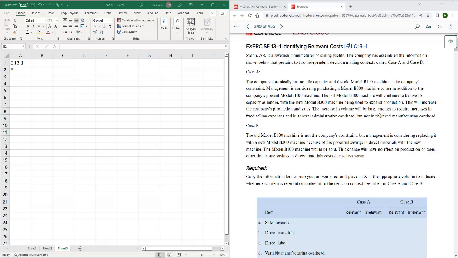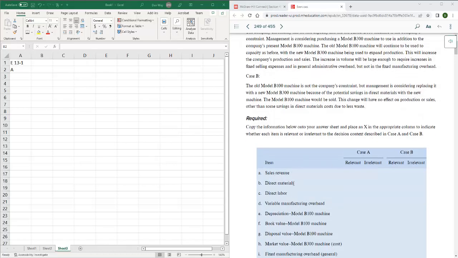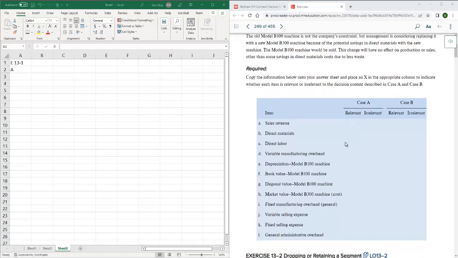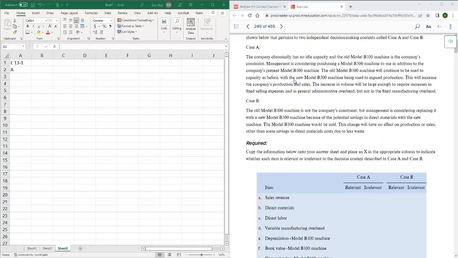The increase in volume will be large enough to require increases in fixed selling expenses and in general administrative overhead, but not in fixed overhead. So what we want to do here is decide for all the items listed A through L, whether for Case A, these particular items would be considered relevant or irrelevant to the decision context that we just described. So basically Case A is saying we're going to potentially buy this new B300 to plug in next to the B100, or we're not going to buy it.